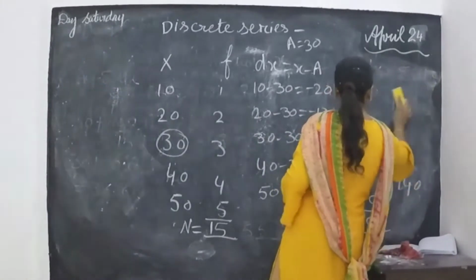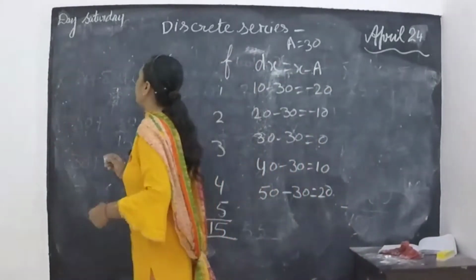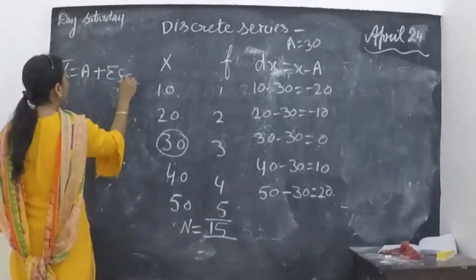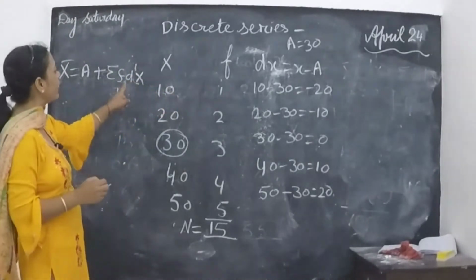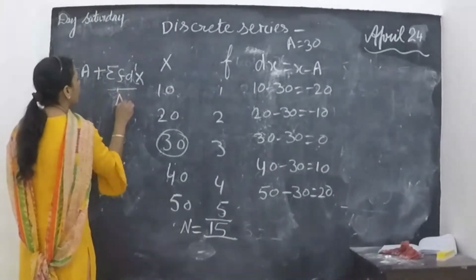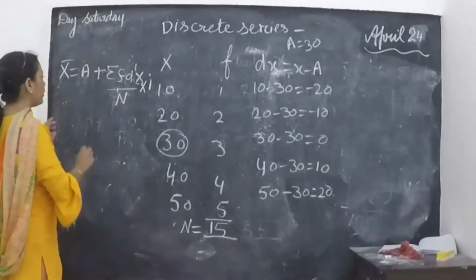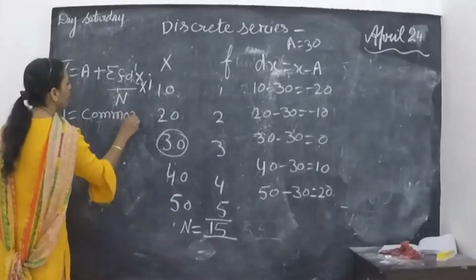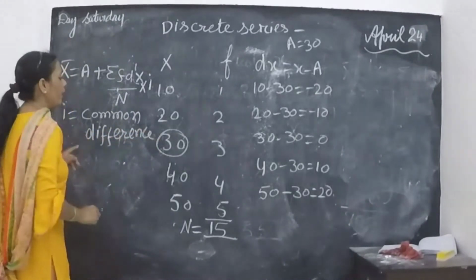Up to dx, the formula is same, the method of calculation is also same, but the formula is x bar is equal to a plus summation f d dash x. Note down this point, f d dash x. In the previous sum we were taking only dx, but here we are taking d dash x by n into I, where I is equal to common difference. Here the common difference is 10.